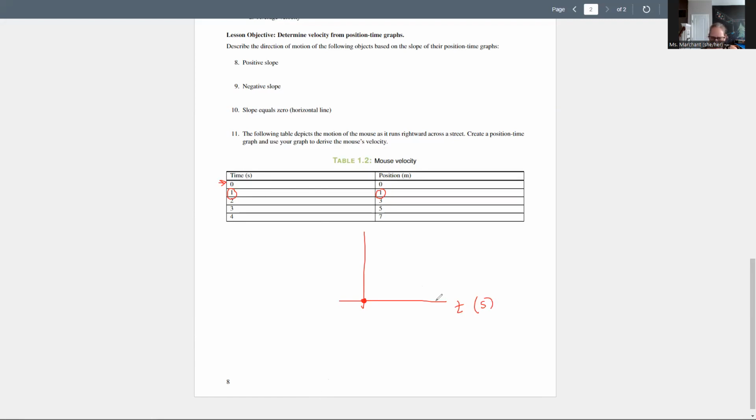Make sure you label your units on the axes. And this one, you can label it as X or position or distance. You could do whatever you want there. Just make sure you tell me it's in meters. After 1 second, it went 1 meter. Now at 2 seconds, its position is 3 meters. So let's think about this. Which way is this one going? It is telling us the time and the position at that time. 3, 5, 4, 7.